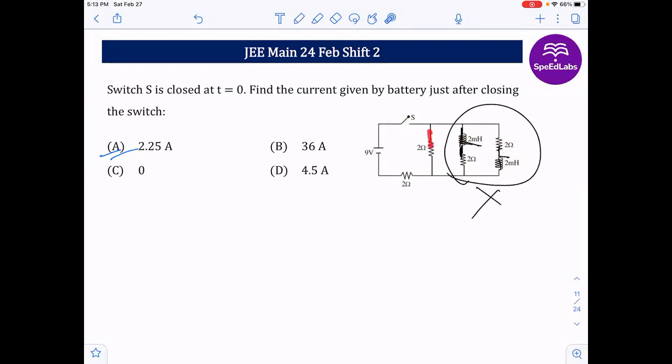You can say this 2 and 2 are in series at only t equal to 0 moment. After this, there will be some equation here, some current here. At t equal to 0 moment only, I is equal to 9, and 2 and 2 are in series. The total resistance is 2 plus 2, so 9 divided by 4 is 2.25 ampere. Okay.